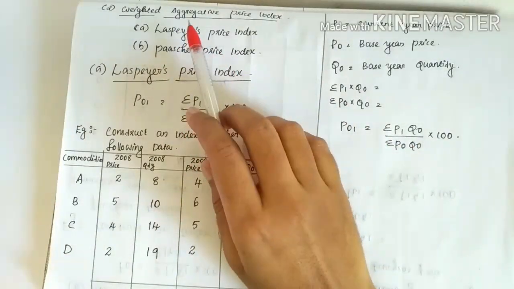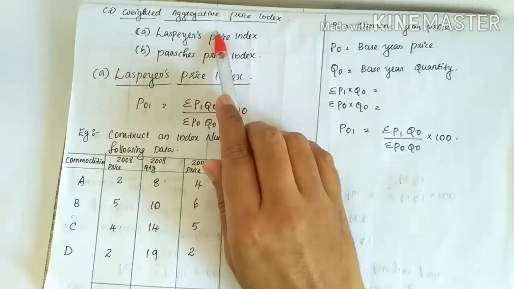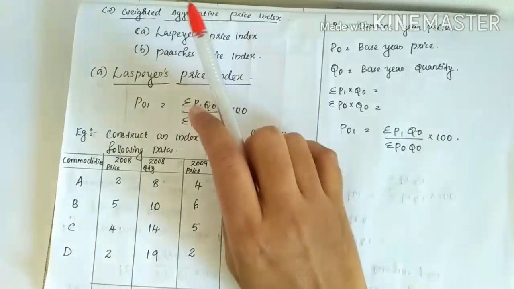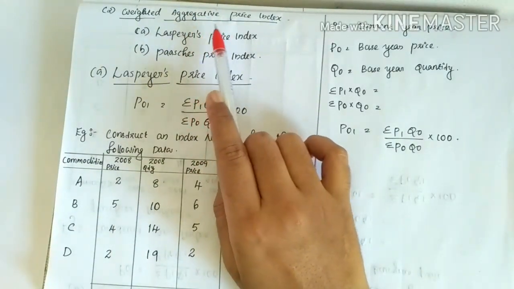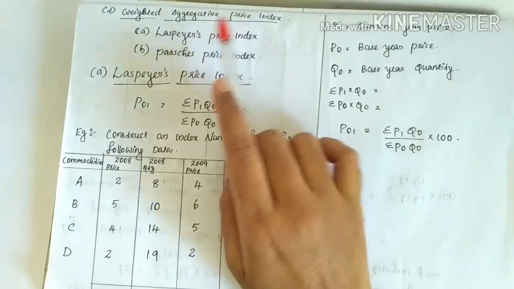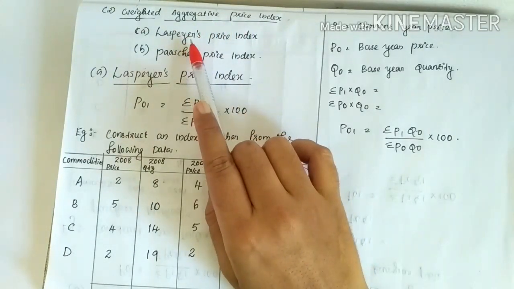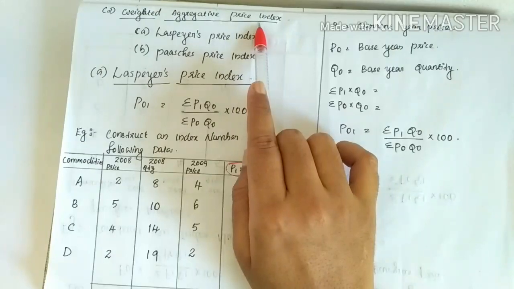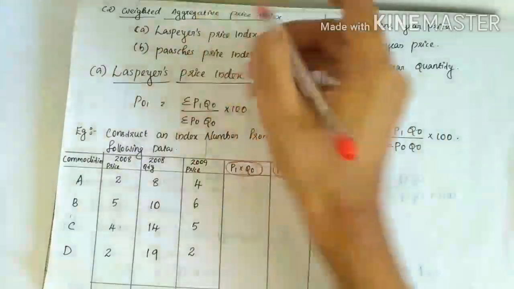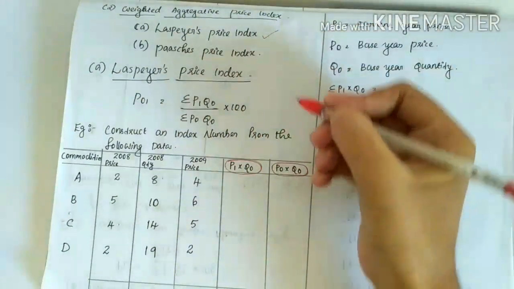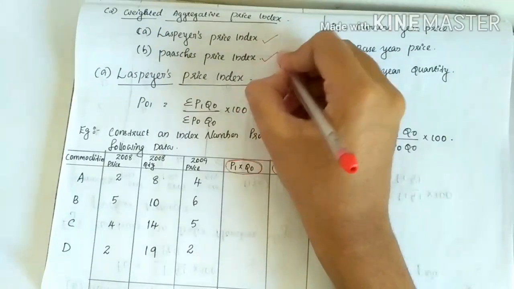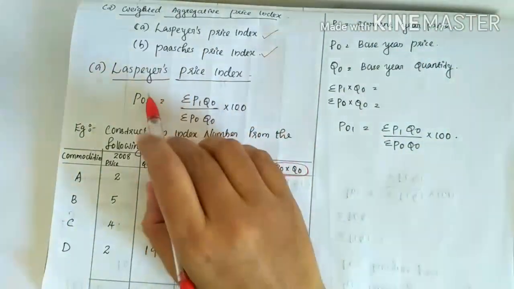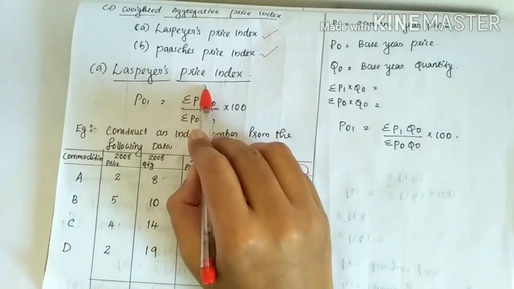So next we are moving on to another topic, weighted aggregative price index. How to calculate weighted aggregative price index? There are two methods used to calculate weighted aggregative price index. The first one is Laspeyres' price index and the second one is Paasche's price index. The first one is Laspeyres' price index.